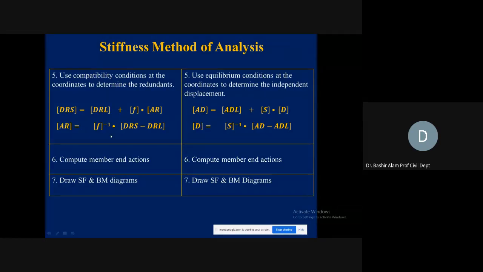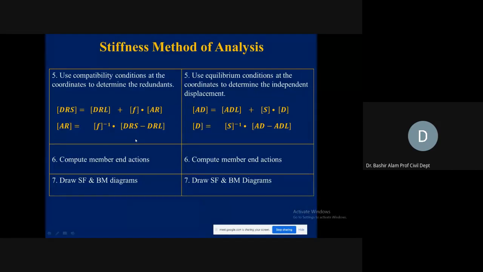And what we will do now here in the stiffness method, we will use the equilibrium condition at the coordinates to determine the independent displacement. And equation will be AD matrix will be equal to ADL matrix plus stiffness coefficient matrix times the unknown giant displacement matrix. Our D will be equal to S inverse times AD minus ADL. Now you take 2 minutes and see the resemblance in these two equations.